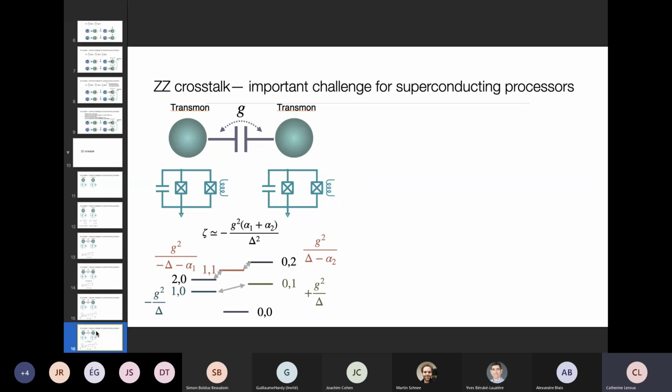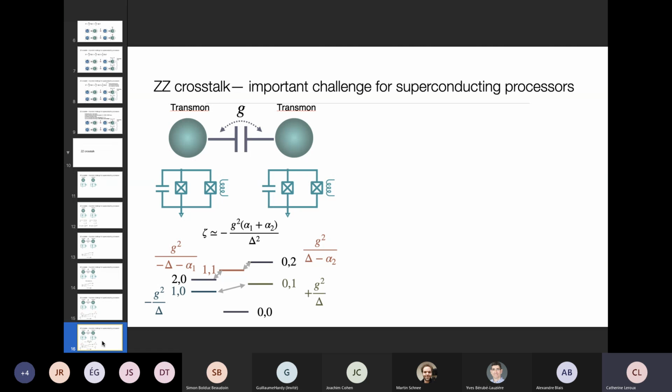Essentially, the ZZ error I mentioned earlier is related to the renormalization of the 1,1 state. And so assuming small anharmonicities, you right away extract the ZZ rate as being associated with the sum of the anharmonicities in the 2 qubits, of course renormalized by g over delta squared.